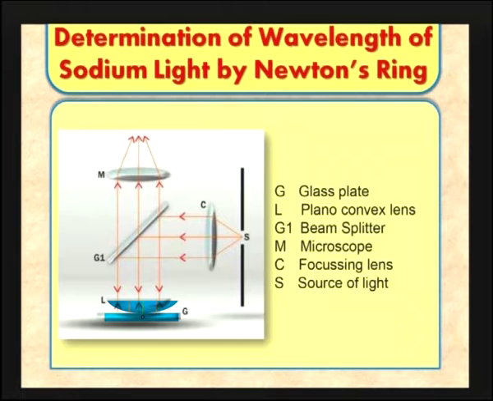The experiment setup that is normally used to observe Newton's rings is shown in this diagram, wherein you find a source of light. Usually you make use of a sodium vapor lamp. You have a condensing lens, which condenses or increases the intensity of the light.